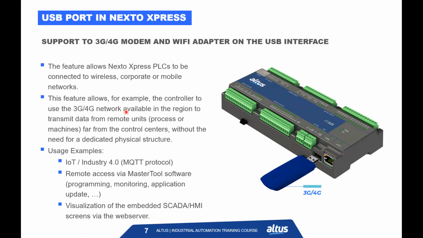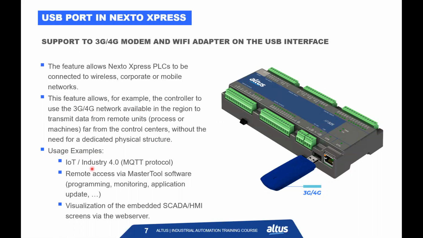Next one, it's the support for 3G and 4G modem and Wi-Fi adapter. The features allow that Next to Express PLCs to be connected to wireless, corporate or mobile networks. These features allow, for example, the controller to use the 3G, 4G network available in the region, transmit data from remote units, process or machines, for example, far from the control centers without need for a dedicated physical structure.